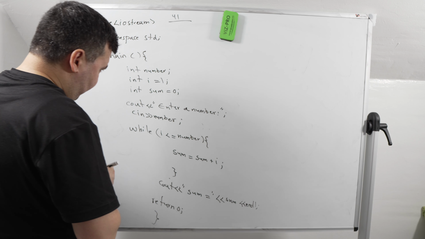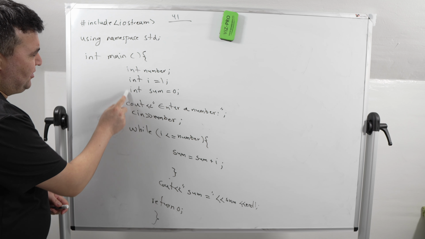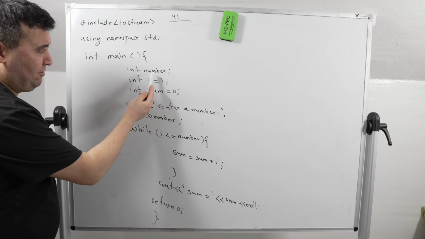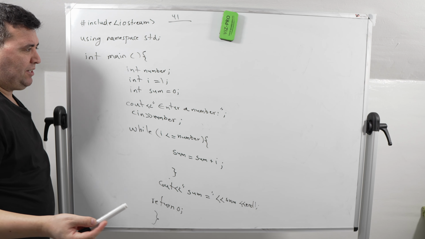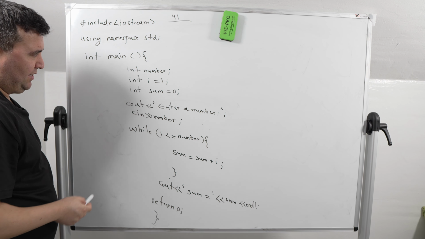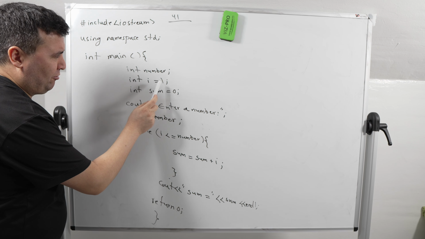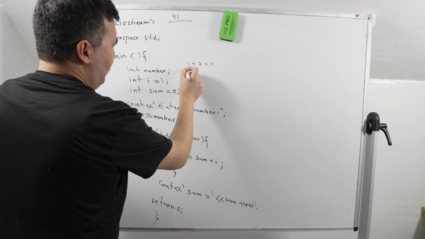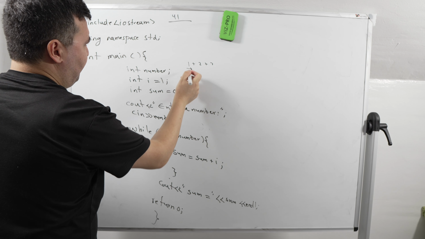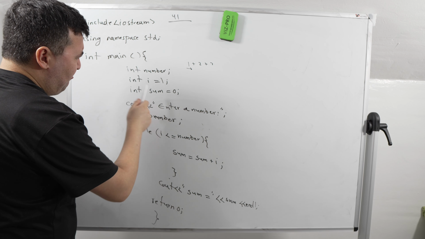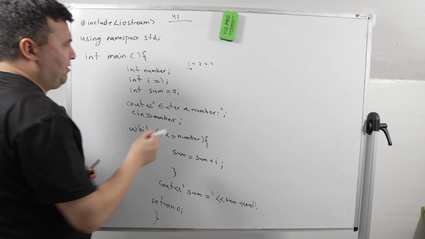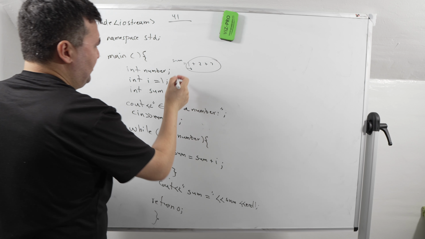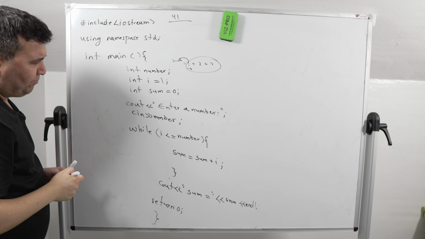So in this program, first we declare 3 variables. We declare a variable called number, because if the user enters a number, we store it inside this variable. And then we have our counter variable, which starts from 1, because we start adding from 1, 1 plus 2 plus 3 plus 4. And then we have a sum variable, which stores the total sum of these numbers.